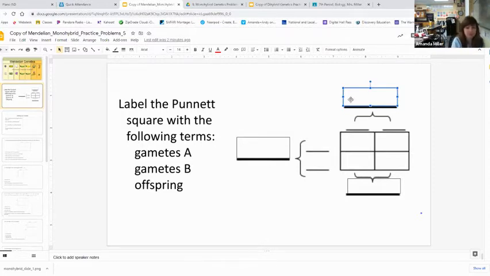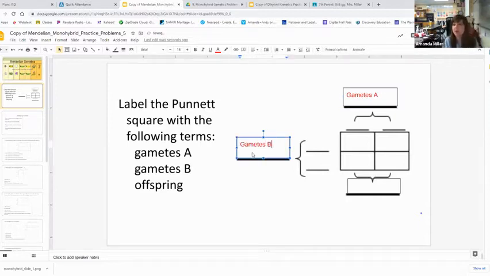So I'm going to label this one gametes A. I'm going to label this one gametes B. So you could say that up here gametes A are the gametes from the mom, and then gametes B are from the dad, okay? And then in the Punnett square go the possible outcomes for the offspring, okay? So here in this box are going to be all of the possible genotypes of our offspring.